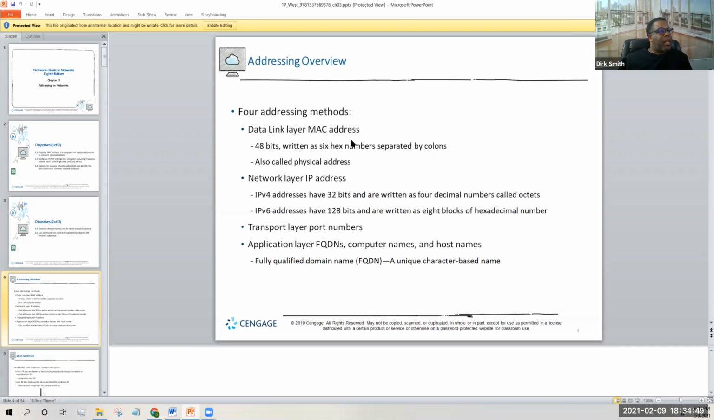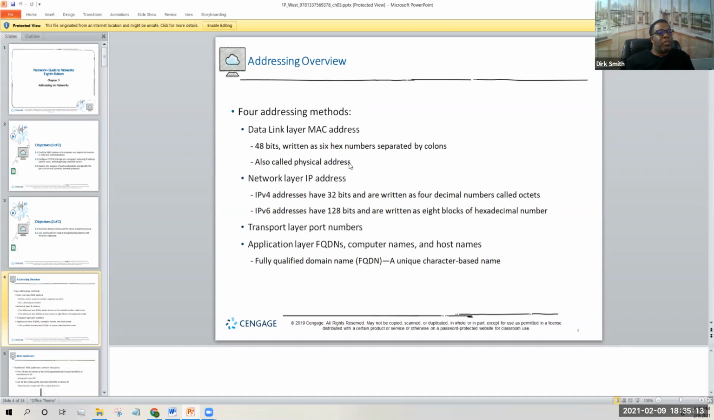It's happening at the data link layer of the OSI model. These are hexadecimal numbers you'll see in some of the PowerPoints and slides coming up: 48 bits written as 6 hexadecimal numbers separated by a colon. We're just looking at the MAC address, like the MAC address that you will see on a computer. It's also called the physical address. These two terms are interchangeable.